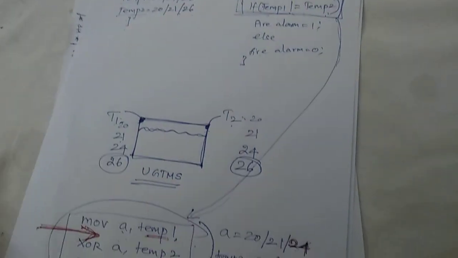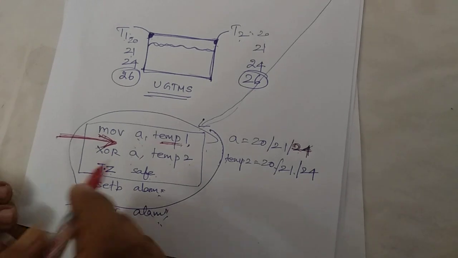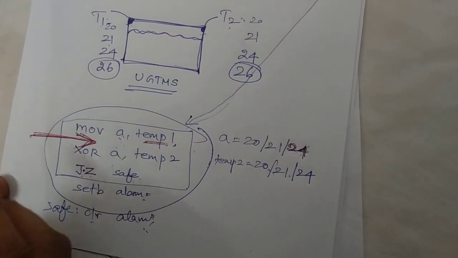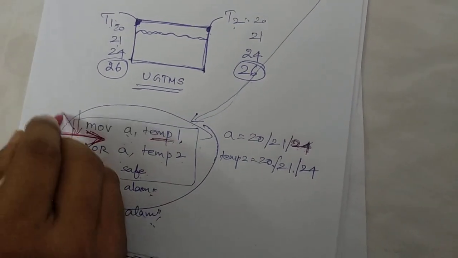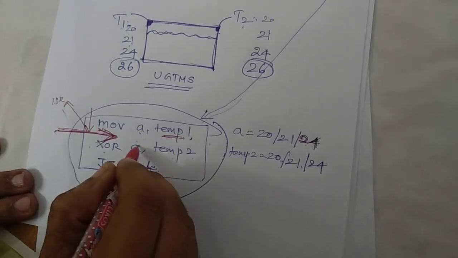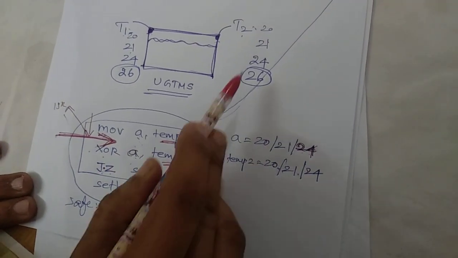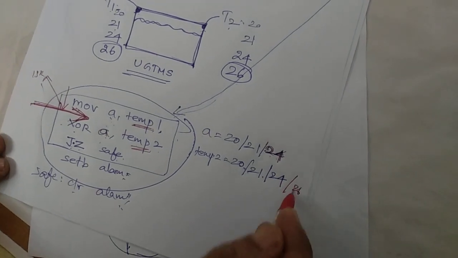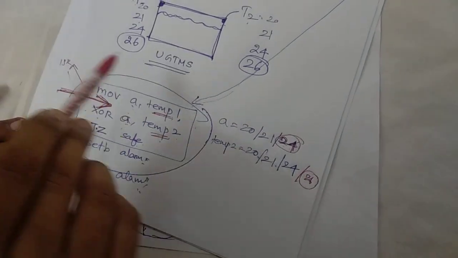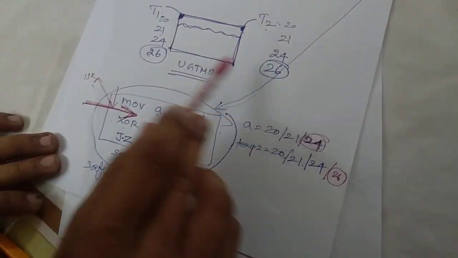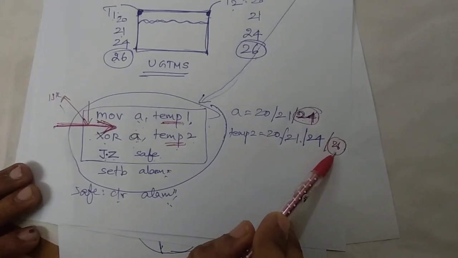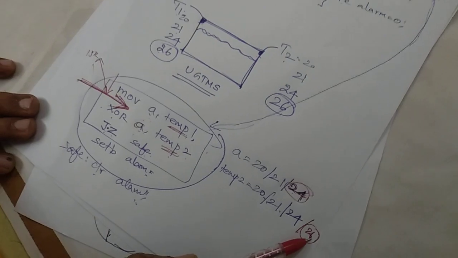In the compare temperature task, what will happen? Already the accumulator will have 24. The next instruction to be executed is this line; it goes to the ISR and comes back here. And here it is XORing the accumulator content with the temp 2 content. What is temp 2? 26. What is the accumulator content? The accumulator content is 24. But the original temperature 1 and temperature 2 both are 26. But here the accumulator content is 24. Temperature 2 content is 26. So both are not equal.